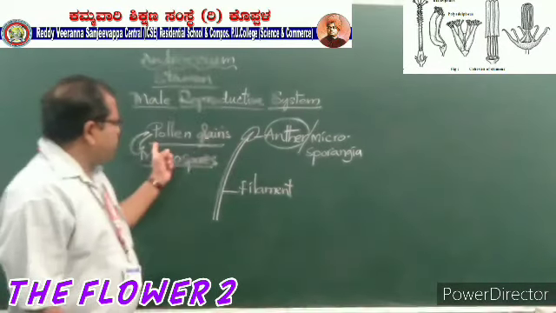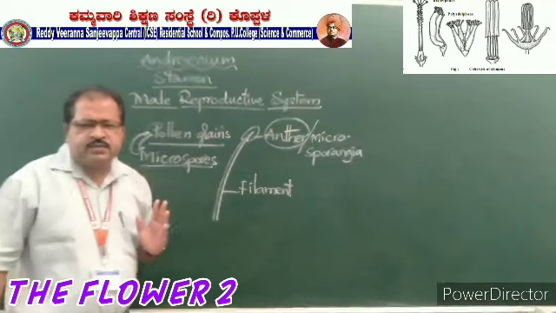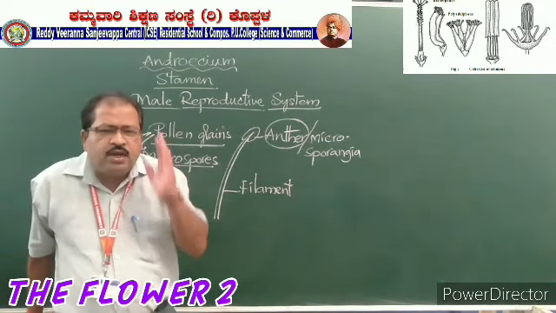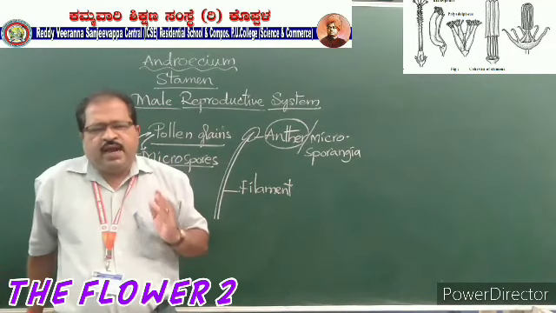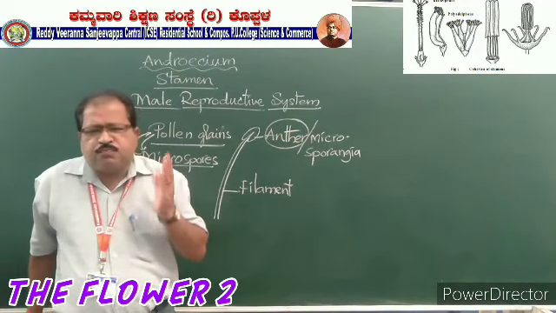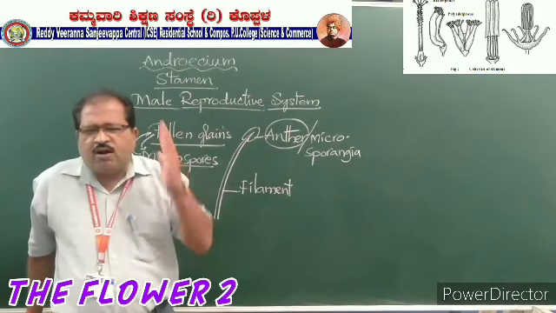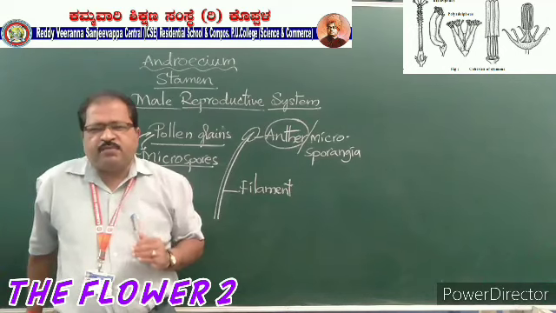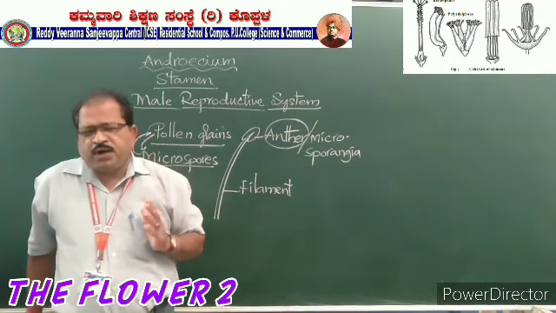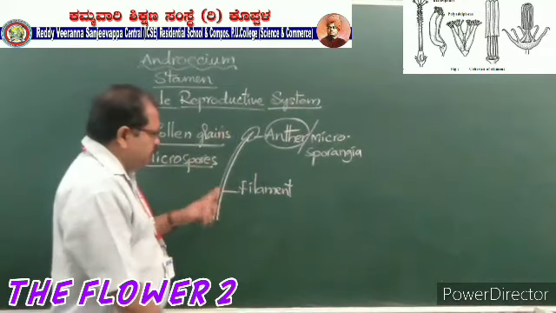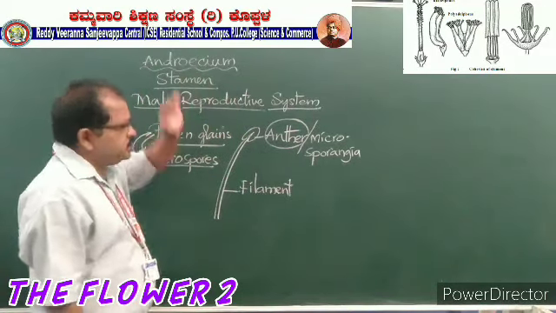These microspores are called pollen grains, and they have the male nucleus. That is the male gamete, which fuses with the female gamete at the time of sexual reproduction. So the anther and the filament together are called the stamen.